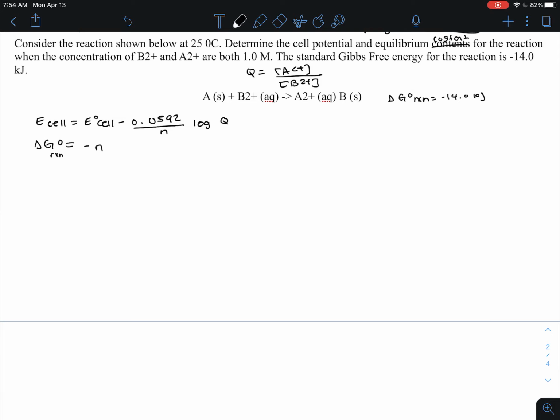I know my Gibbs free energy, which I have given, is negative NF E cell. I also know that my Gibbs energy is equal to the standard Gibbs free energy plus RT ln Q. All right, what else do I know? There's one more where the equilibrium constant comes into play. And then just given the concentrations and the Gibbs free energy standard of the reaction, how can you solve for what you want? So I'm going to give you a moment here to think about it and look up that last equation.